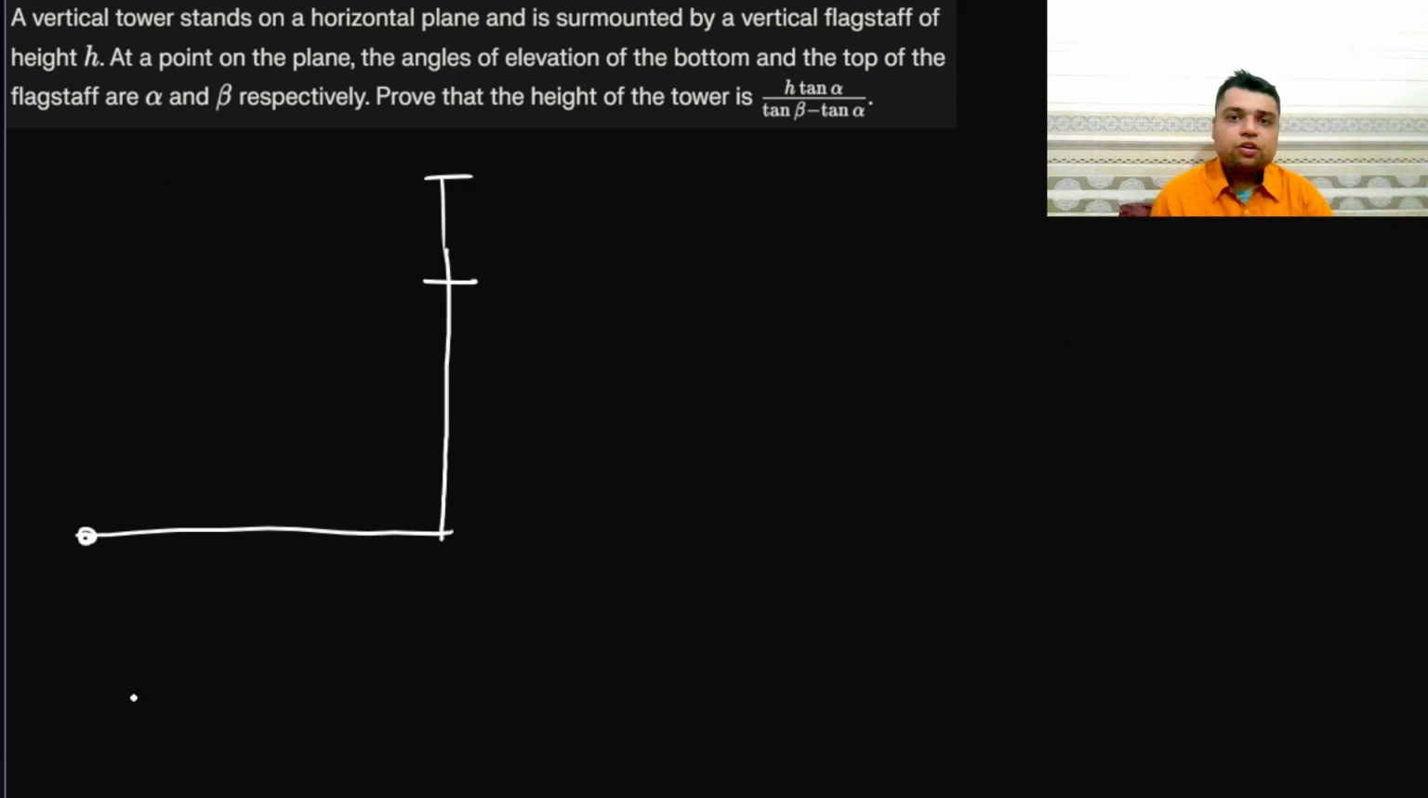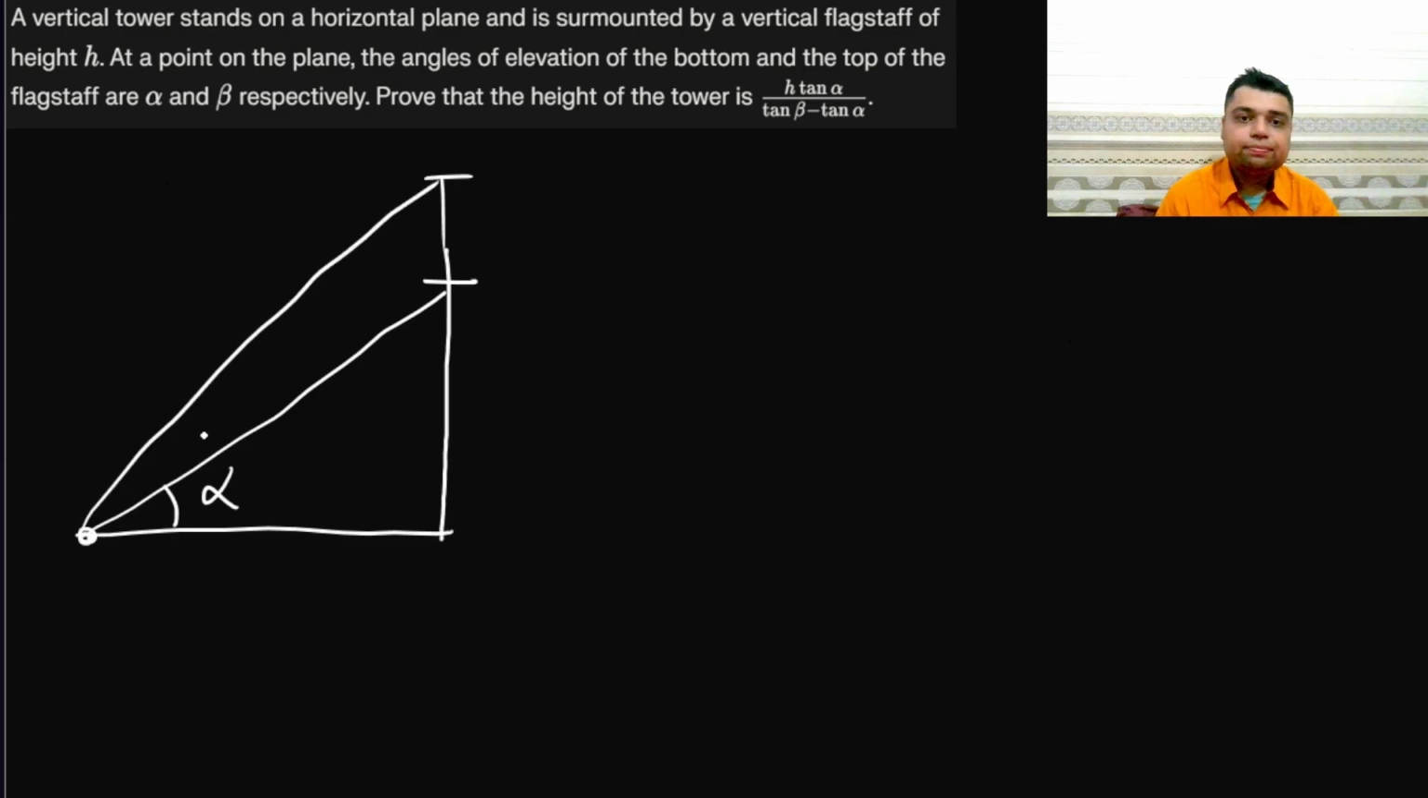The angle of elevation of the top and the bottom, and the top, so the sequence matters here. So the bottom and the top of the flag, so the bottom should be alpha and the top is beta. So this is alpha and this is beta, respectively. Prove that the height of the tower is this. So this is h we have been given. The height of the tower is this.